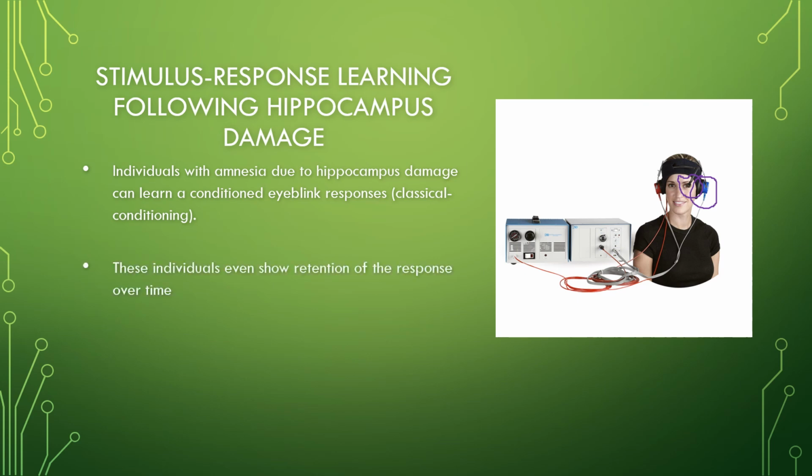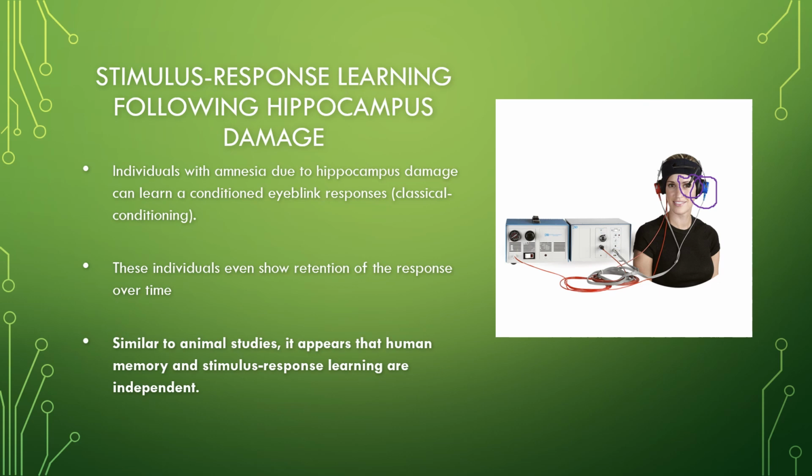So it turns out that individuals with damage to the hippocampus are able to show this kind of learning. They can retain this response, and if you train them on this task, they get better and better at it over time. And then if you test them a month or 2 months or 3 months later, those changes in their ability to correctly associate the tone with the eye blink, or their ability to have a stimulus response memory, is maintained.